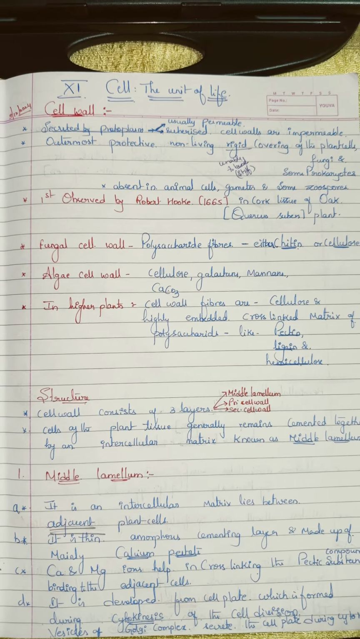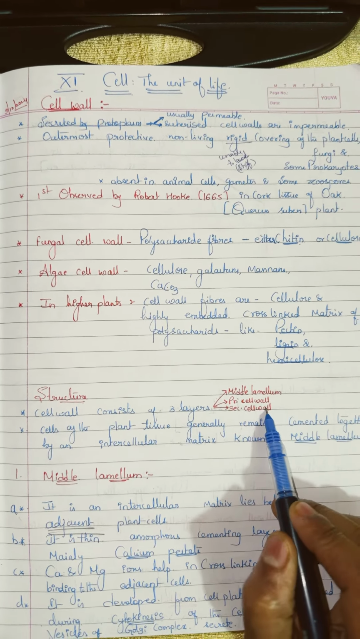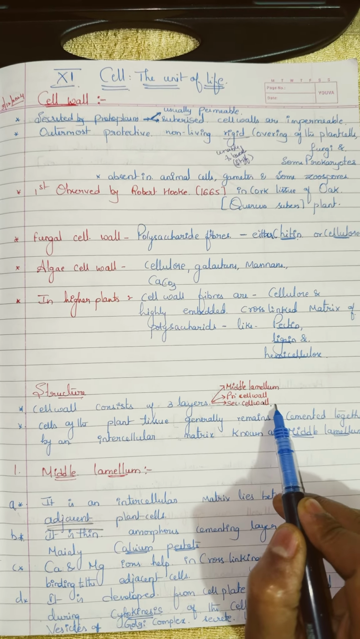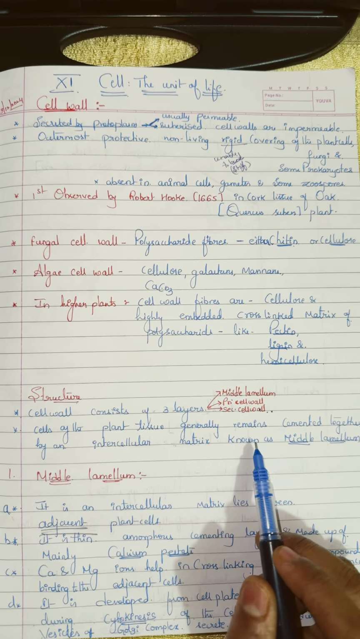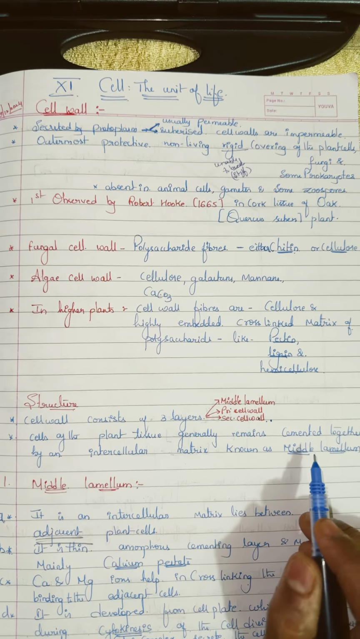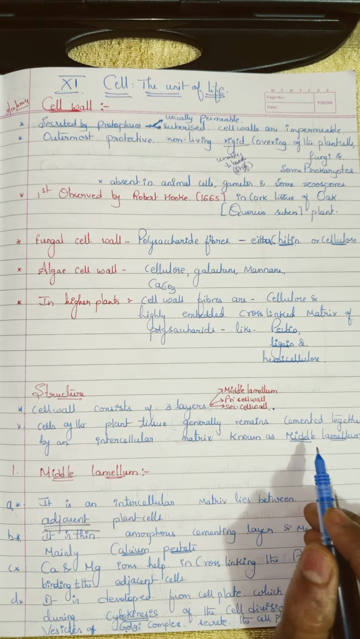Structure: the cell wall consists of three layers, especially the middle lamella, primary cell wall, secondary cell wall, and if possible a tertiary cell wall is also formed during secondary growth. Cells of the plant tissues generally remain cemented together by an intercellular matrix known as the middle lamella, which contains mostly calcium and also magnesium pectates.